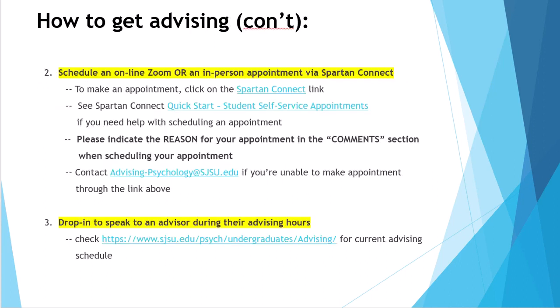Now, another way to get advising is to schedule an online Zoom or an in-person appointment. So again, if you go to the advising website and scroll down to all of the advisors' available hours, you'll see that we have links there that you can use to either schedule a Zoom appointment or an in-person appointment with us. Those links are going to take you to Spartan Connect. All of the advising appointments are made through Spartan Connect. So if you're not familiar with how to use Spartan Connect, here's a link that describes how to make an appointment.